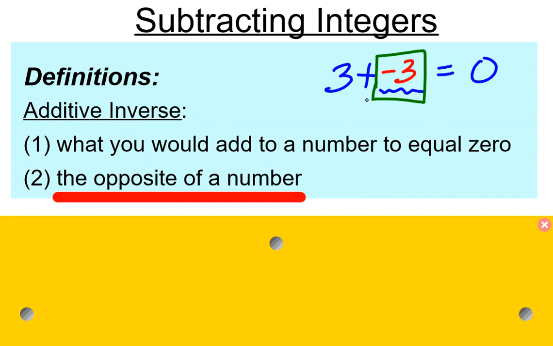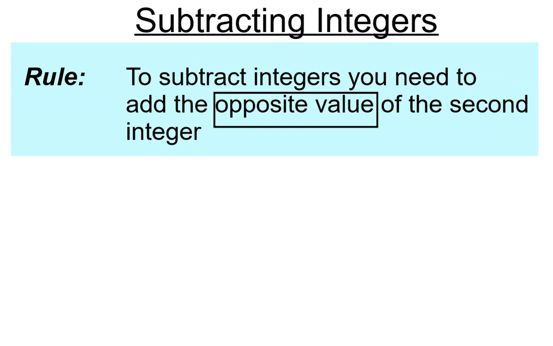So using this idea, let's go back to our rule for a second. And if we try to change these words, so instead of saying to subtract integers, you need to add the positive value of the second integer, let's say to subtract integers, you need to add the additive inverse of the second integer. So this is the technical rule for subtracting integers. And we're going to practice that in a moment, but I want to run some things by you, and let's take a look at it in terms of variables so that this idea is driven home a little bit more.